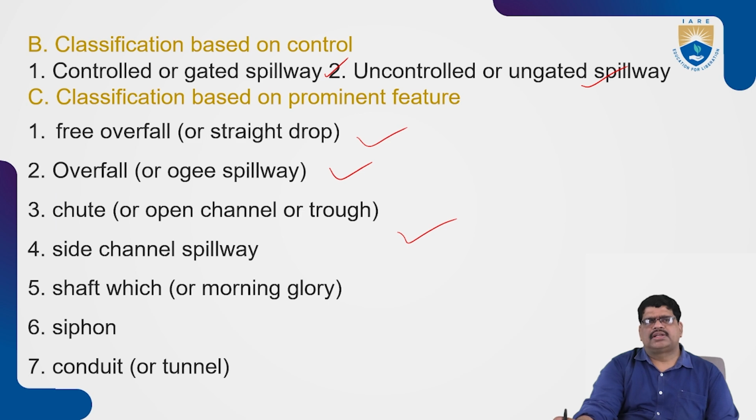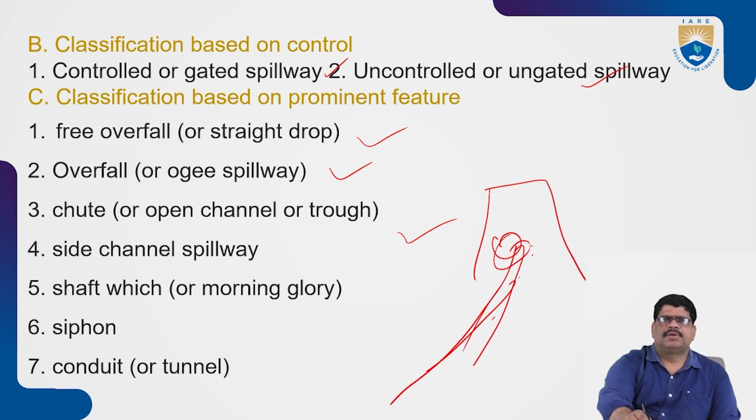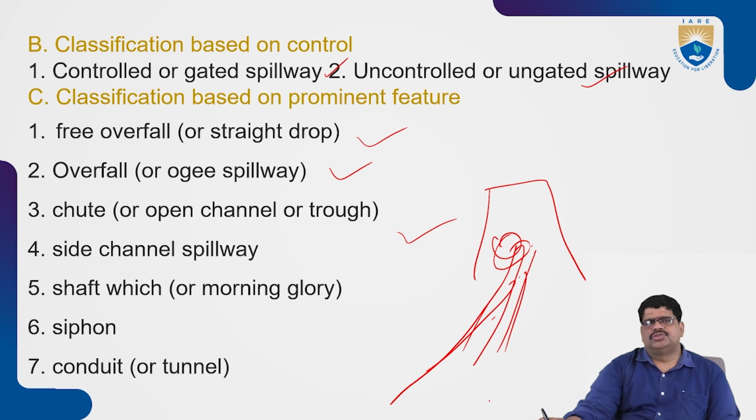Next, conduit or tunnel. A tunnel type of channel can also be provided. The tunnel is a hole provided in the dam through which the water can be removed to the outside. So the conduit or tunnel type can also remove the excess water. The excess water flowing can be removed by various types. So let us see that.